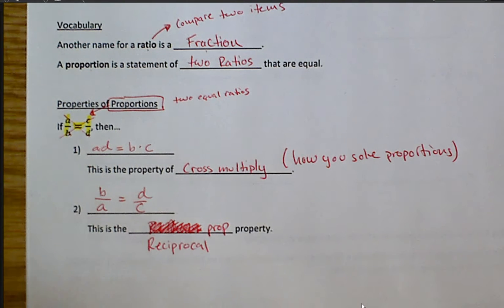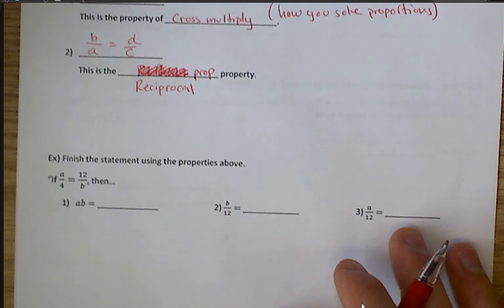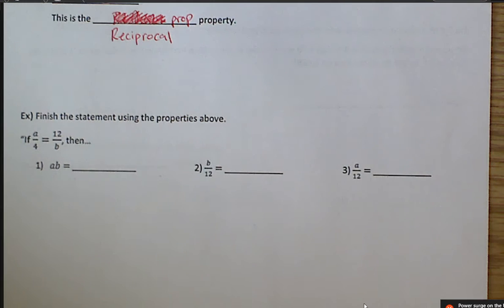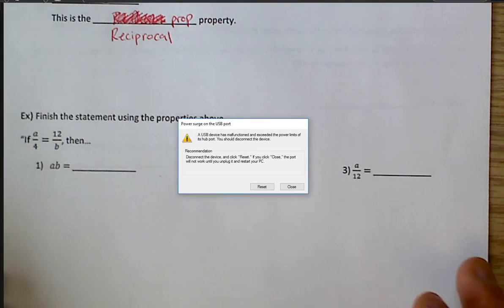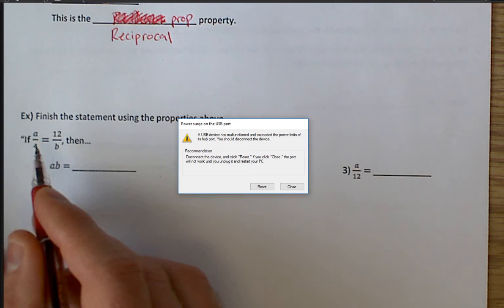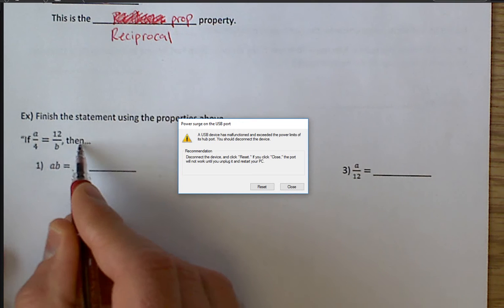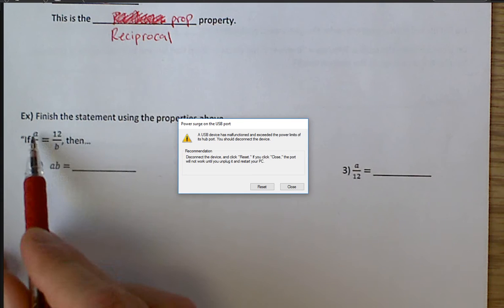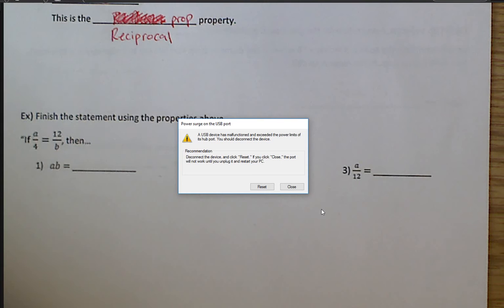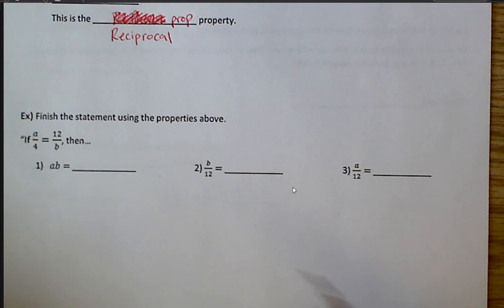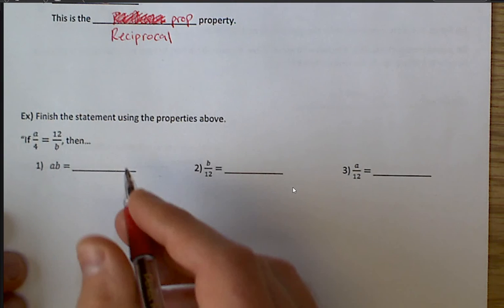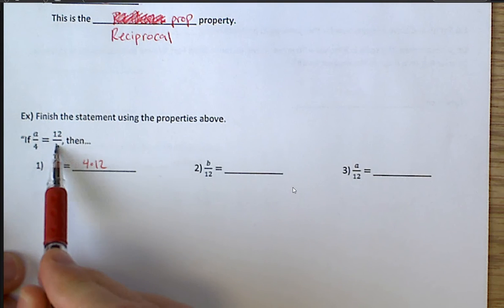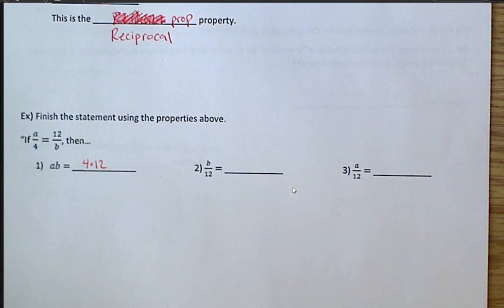So down at the bottom are a couple of questions, just getting you used to working with these proportions and how you can adjust them. So here's the problem. If A over 4 equals 12 over B, then AB. So how are they getting AB? Well, they're going A times B on the diagonal. So then we would have 4 times 12. If you go A times B, you'd go 4 times 12, or 12 times 4, doesn't matter. Okay?